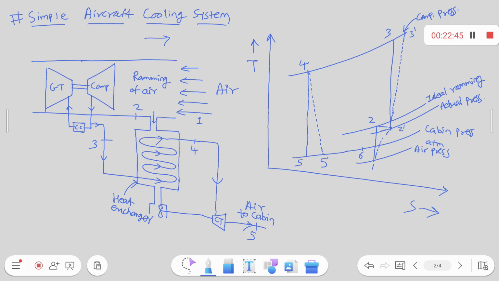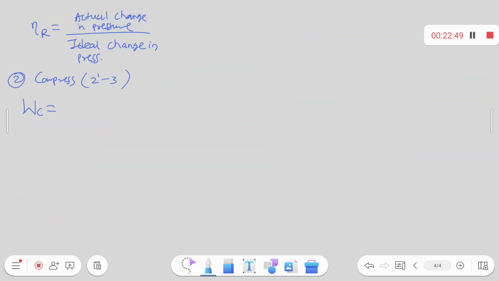mCp delta T, right? Mass of the air flowing, Cp into T3 minus T2 dash, right? Power required for the compressor is equal to MACP into T3 minus T2 dash divided by 60, if you want to calculate power in kilowatts, right? Then next process is what?